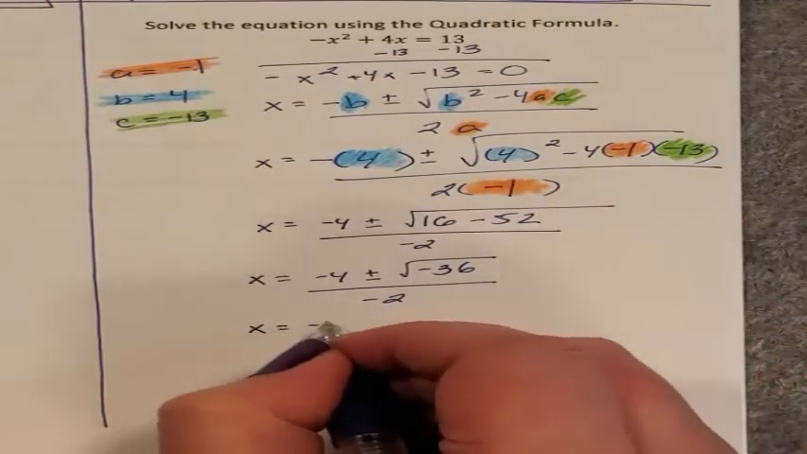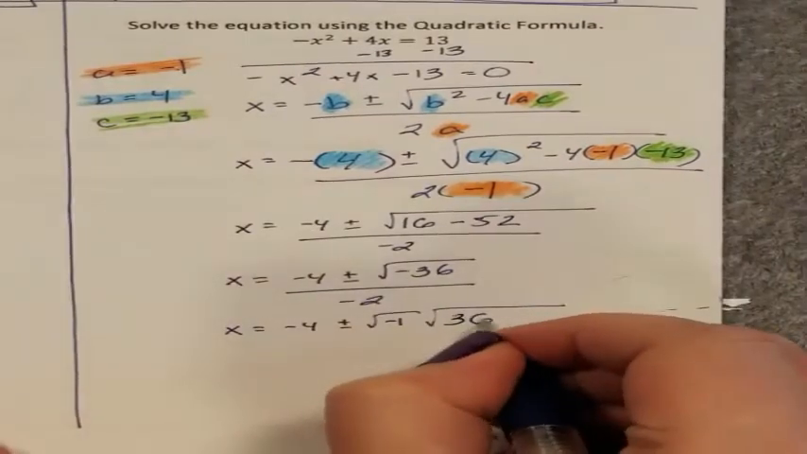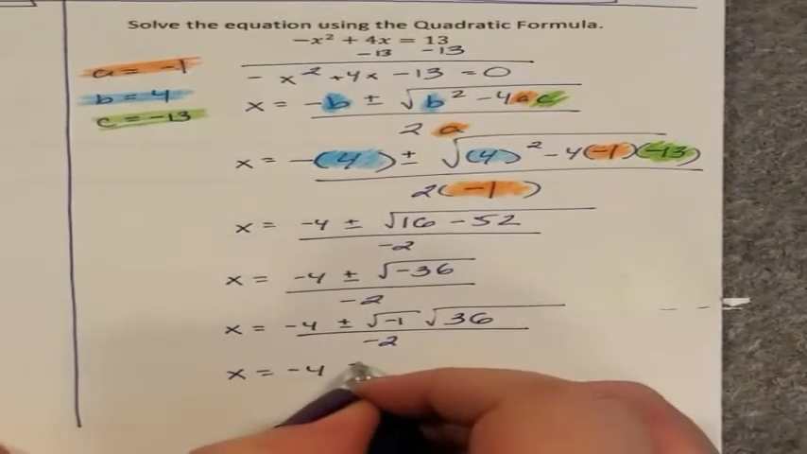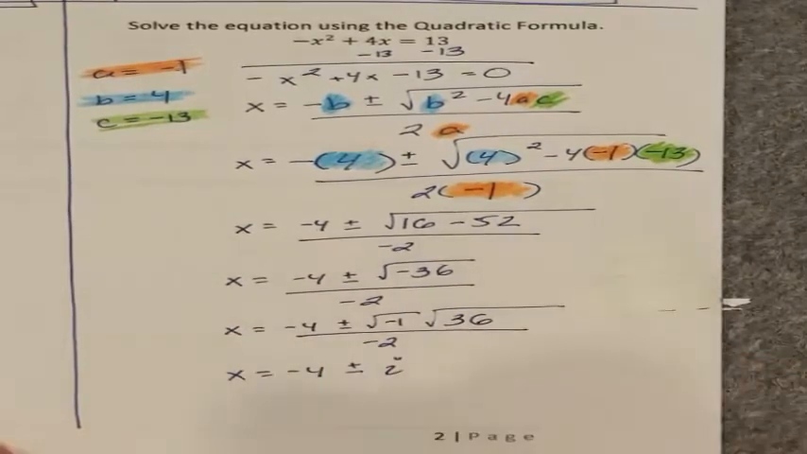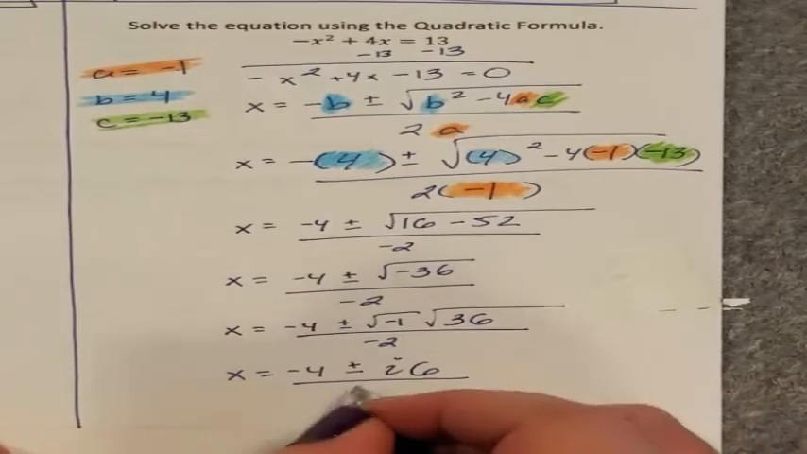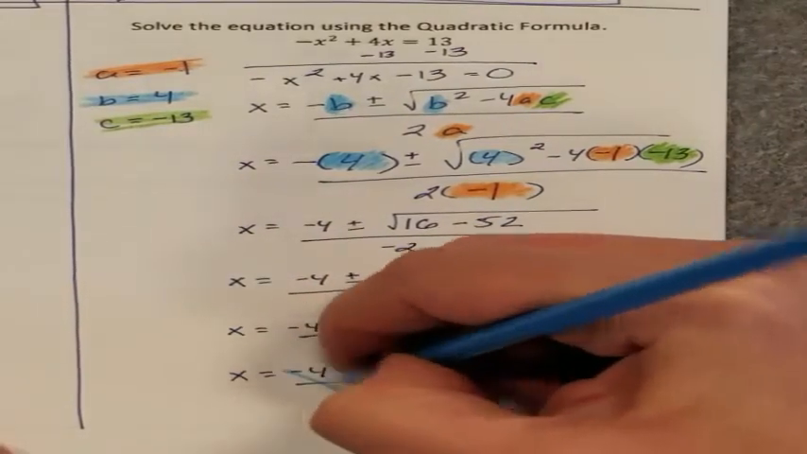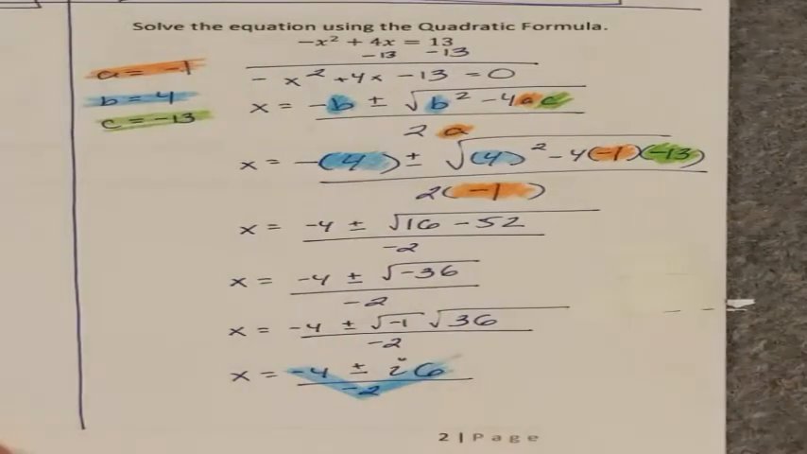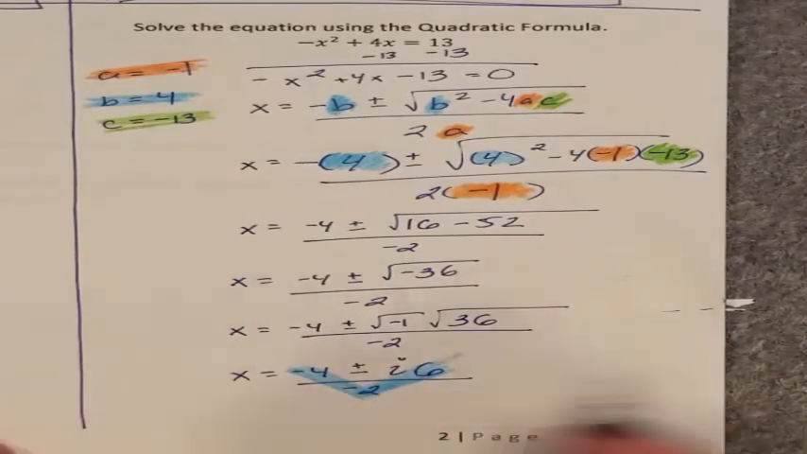So I have x equals a negative 4 plus or minus. Here is my negative 1, and then the 36 needed to be split, all over negative 2. X is negative 4 plus or minus the square root of negative 1 we know is i. The square root of 36 is 6 all over negative 2. I can see that this can be divided by a negative 2, and this number can also be divided by a negative 2. Since both numbers can be divided by a negative 2, we can simplify all of it. If both of them did not, you would need to leave it alone.